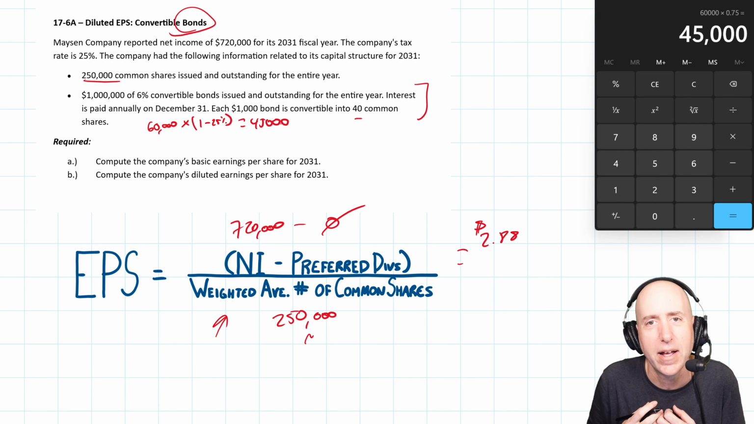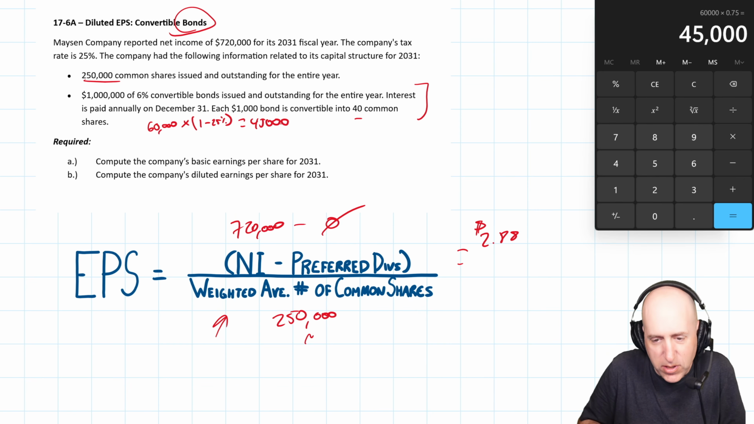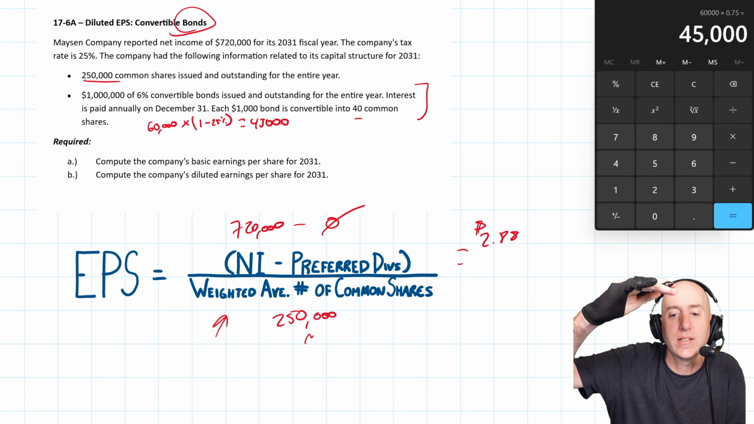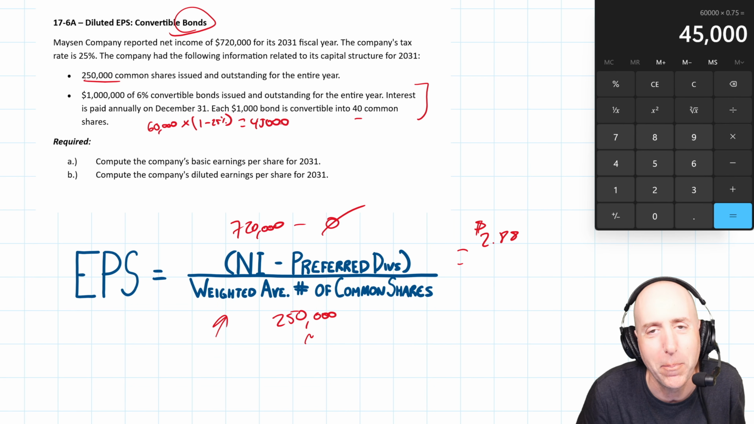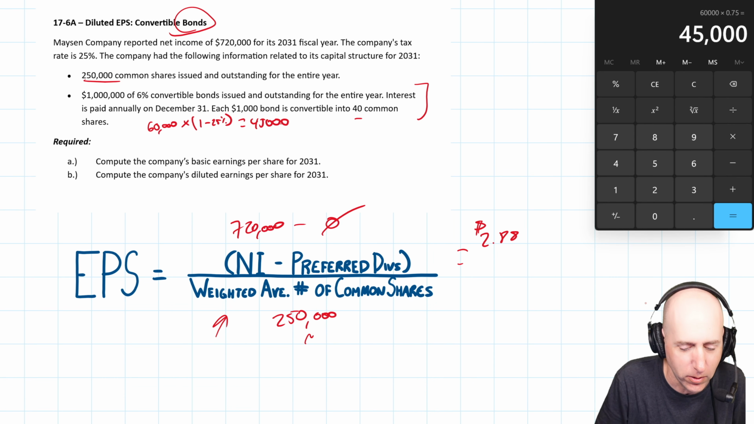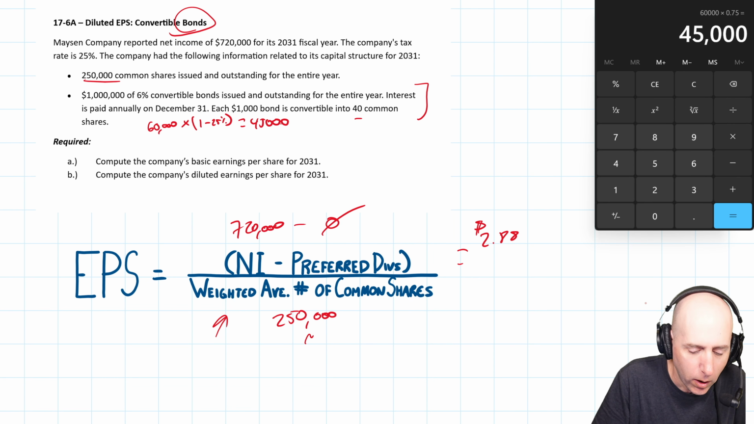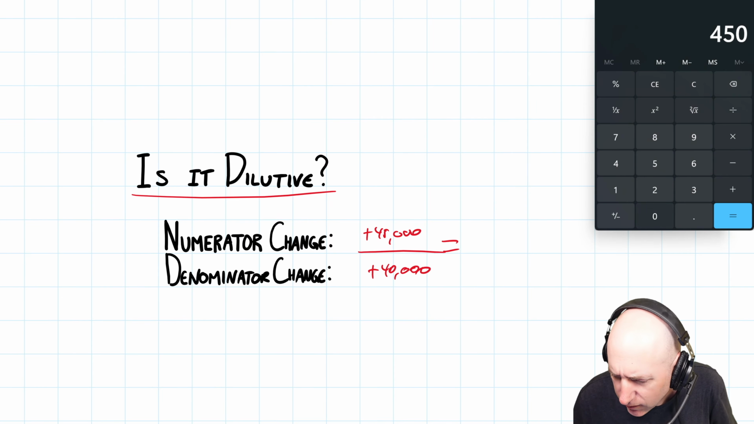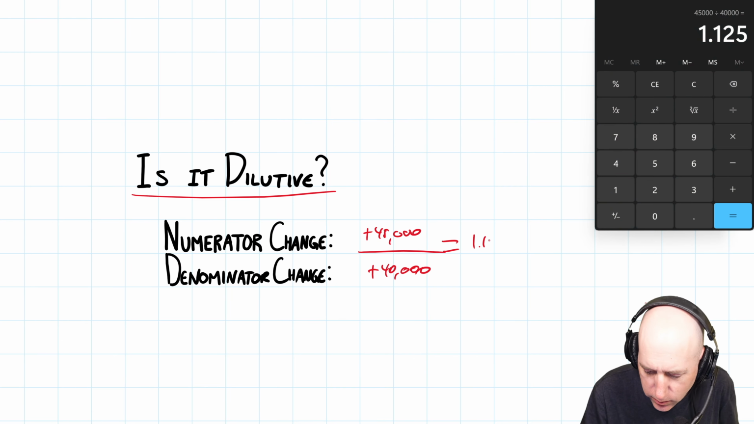Again, it saves us 60 grand in interest. And if we save 60 grand in interest, of course, your pre-tax profit goes up by 60 grand, but then your taxes go up by 15,000, meaning overall you're only saving 45. So our numerator, our net income is going to go up by 45,000. So plus 45,000 divided by 40,000 is 1.125.